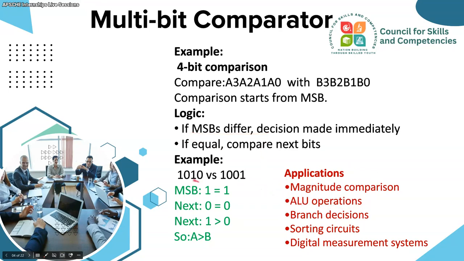For example, if we compare 1010 with 1001, the MSB here is 1 and the other MSB is 1, so they are equal. Then it goes to the next bit, which is also equal, then it checks the last bits. Now it comes to the conclusion that this one is greater than zero, so it will tell that A is greater than B. That is the idea.